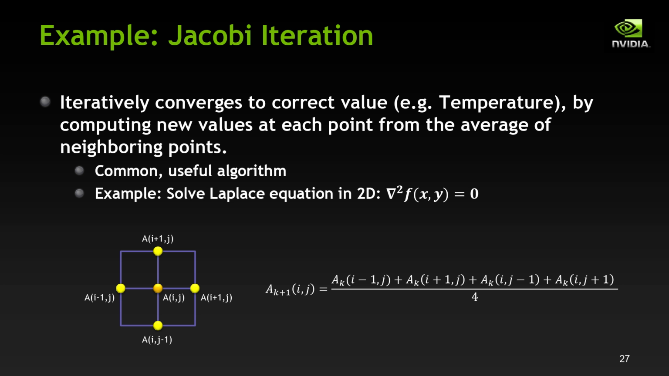So here what I'm going to do is iteratively converge on some value, whether it be temperature, pressure, whatever's of interest to you. I'm going to iteratively converge upon that by looking at my neighbor's values. So if you look here in this square, this middle dot can calculate its new value based off of the average of the 4 neighboring dots. So that's what the math says here. It's a very commonly used, very useful algorithm. So let's look at how it's implemented.